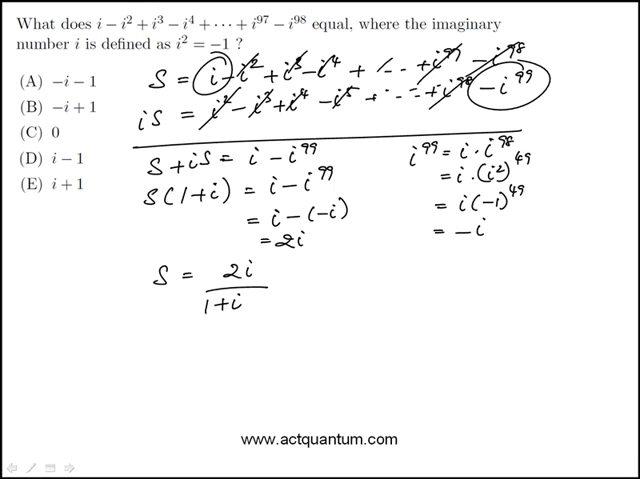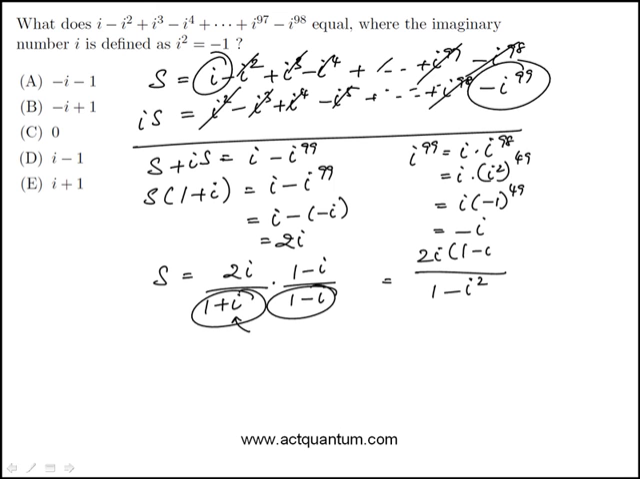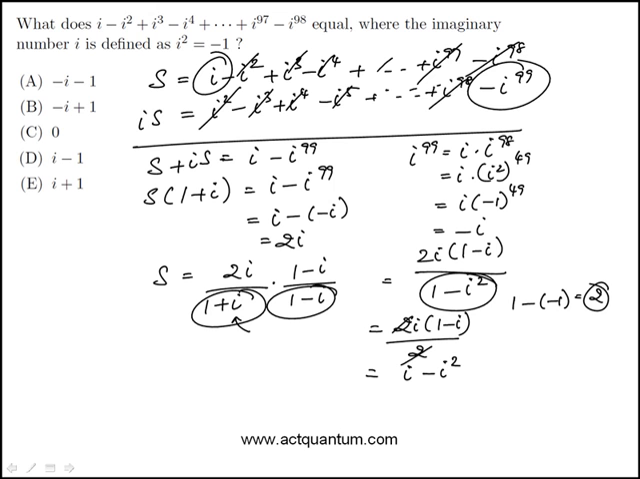Now I need to rationalize this, so multiply and divide by the complex conjugate of the denominator. This product is the difference of squares, so that's 1 minus i squared. The top is 2i times 1 minus i. Now i squared is minus 1, so this is 1 minus minus 1, that is 2. So we have 2i times 1 minus i over 2. The 2 knocks out, then I multiply by i, that's i minus i squared. And again, i squared is minus 1, so this becomes i plus 1. So again, we get the answer E.